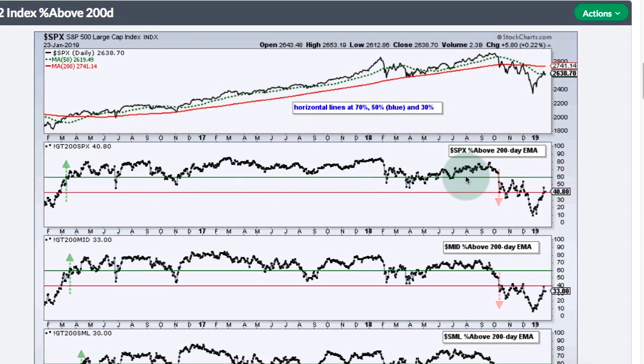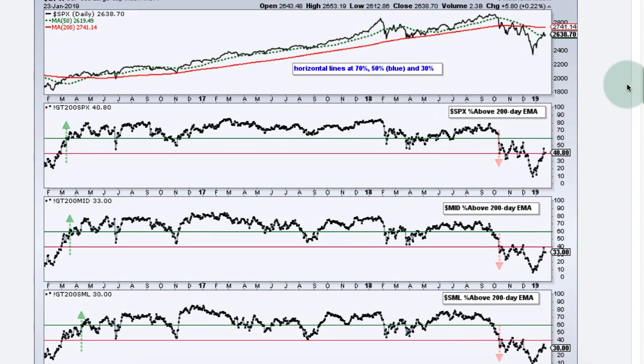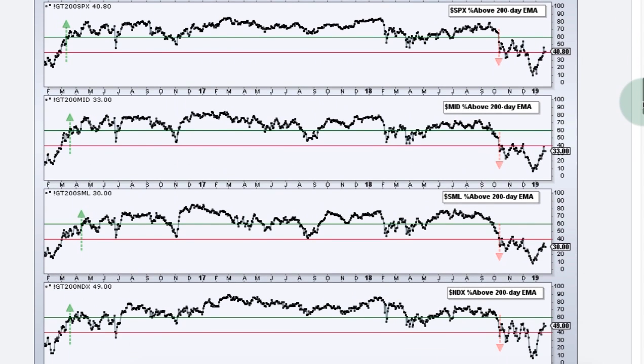So now let's look at a couple of indicators. This is a percentage of stocks above the 200-day moving average. We've seen it before, and it is still long-term bearish. And the reason I'm showing this one is because I've got a shorter-term version to show you next. But look at this. 41% of stocks in the S&P 500 are above their 200-day EMA, less than 50%.